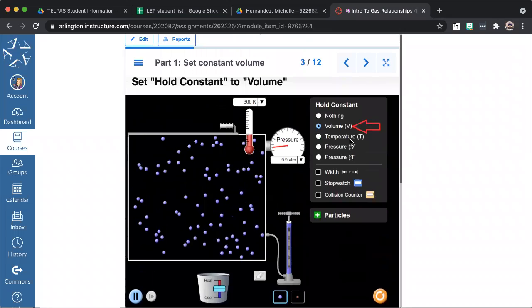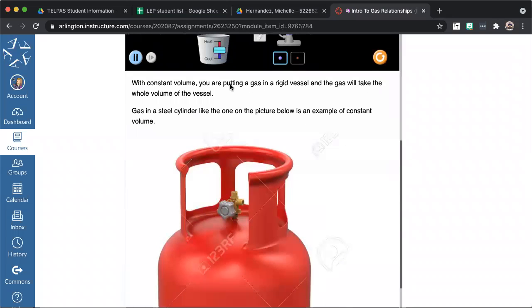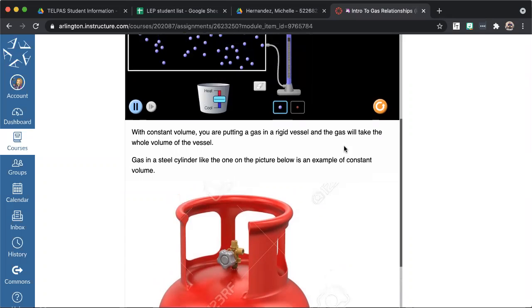So you're going to hold your volume constant, okay? And when you have a constant volume, that means the size of your container is not changing. So usually you'll hear words like rigid or rigid vessel, because that means it's not flexible. That means the volume is set, it cannot change. And so the gas, according to our kinetic molecular theory, is going to move until it hits the walls of a container. And so it's going to fill up the entire volume of the vessel.